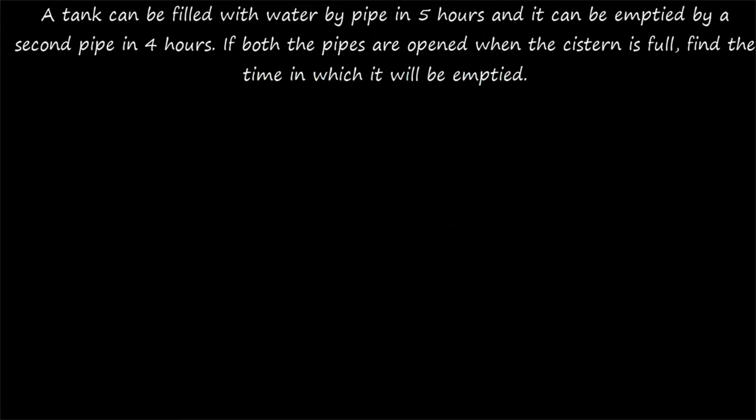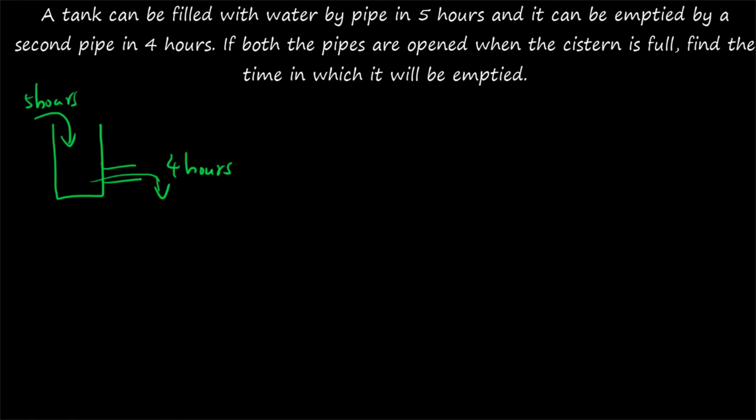Question number 3. A tank can be filled with water by a pipe in 5 hours and it can be emptied by a second pipe in 4 hours. If both the pipes are opened when the cistern is full, find the time in which it will be emptied. So here one pipe is filling the water in 5 hours and the second pipe is going to empty the tank in 4 hours only. So it will be emptied because that pipe is taking less time, 4 hours only, to empty the tank, and the first pipe is taking 5 hours to fill the tank. So when both the pipes are operating simultaneously, the tank will be emptied because this is less.